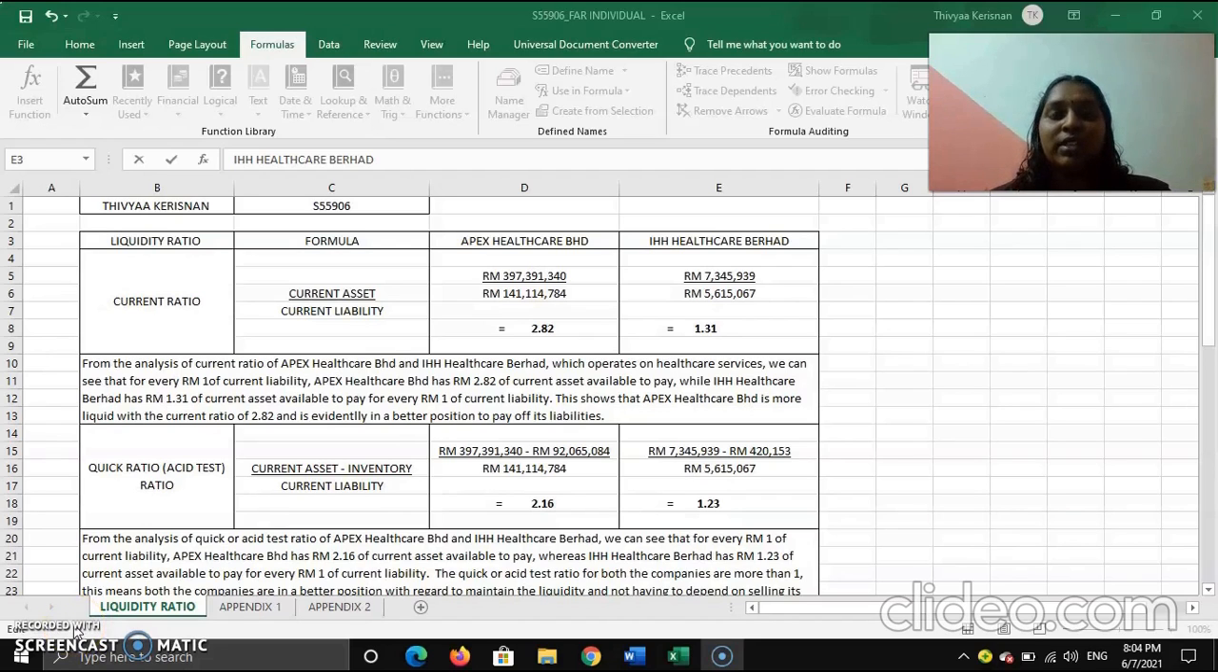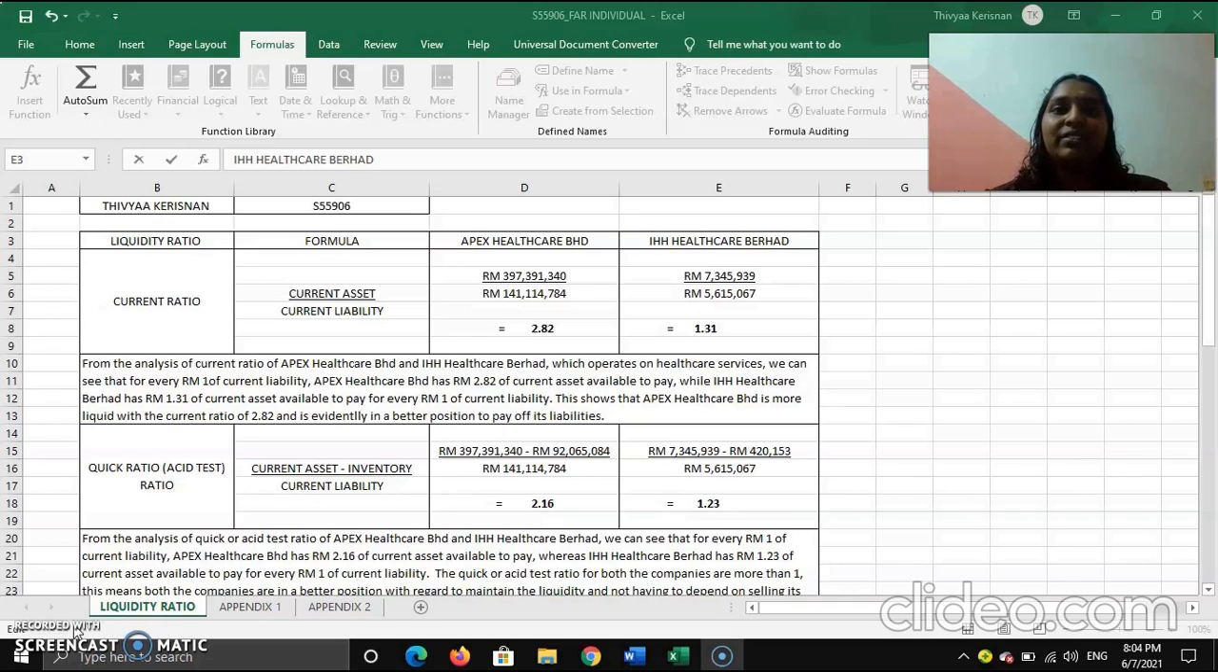Now I'm going to present on the financial statement analysis of APEX Healthcare Berhad and IHH Healthcare Berhad. The most relevant analysis for APEX Healthcare Berhad and IHH Healthcare Berhad is the liquidity ratio. Liquidity ratio measures the short-term ability of an entity to settle its due obligations and meet unexpected cash settlements. The liquidity ratios are computed using the following formulas: current ratio, quick ratio, inventory turnover ratio, and account receivable turnover.